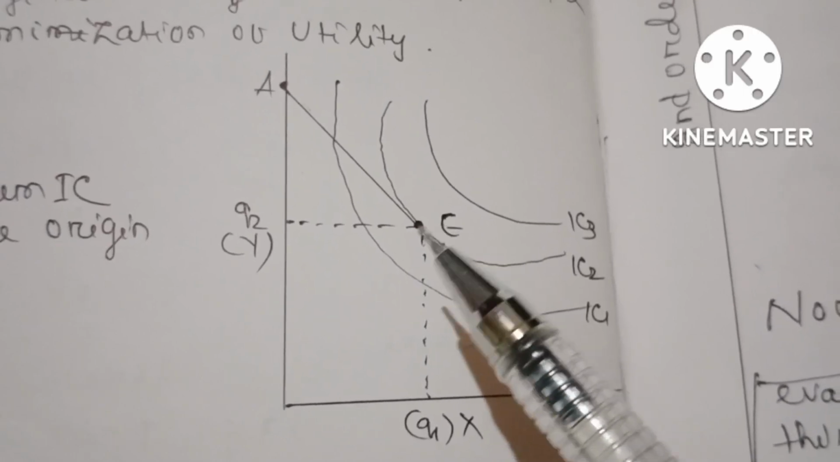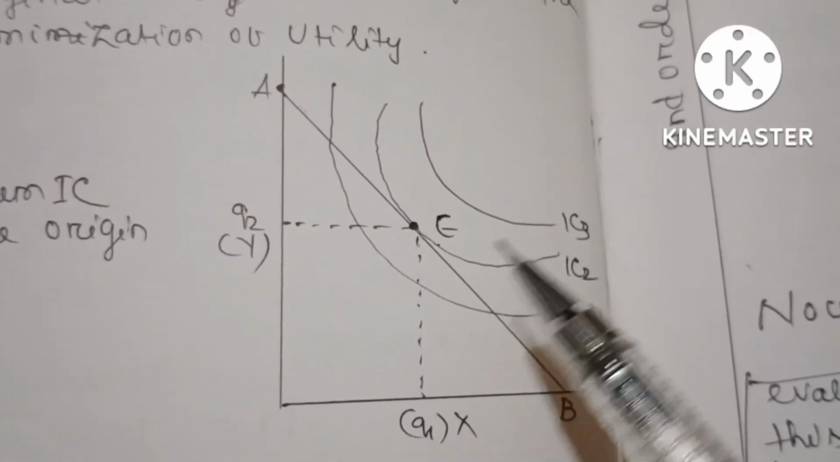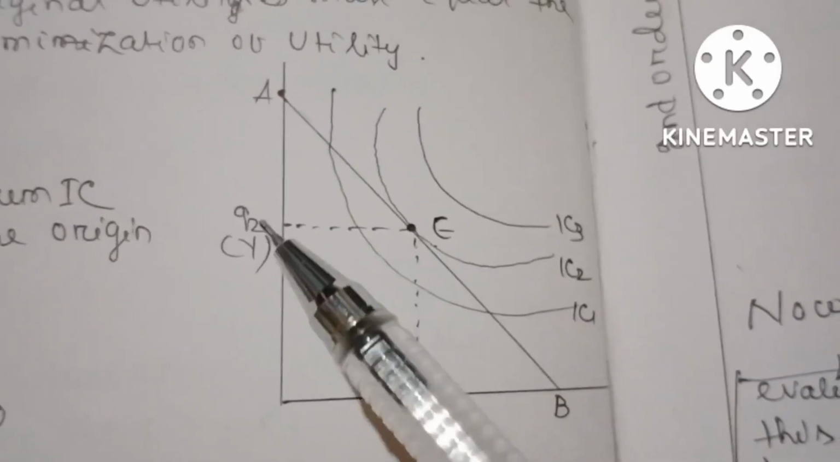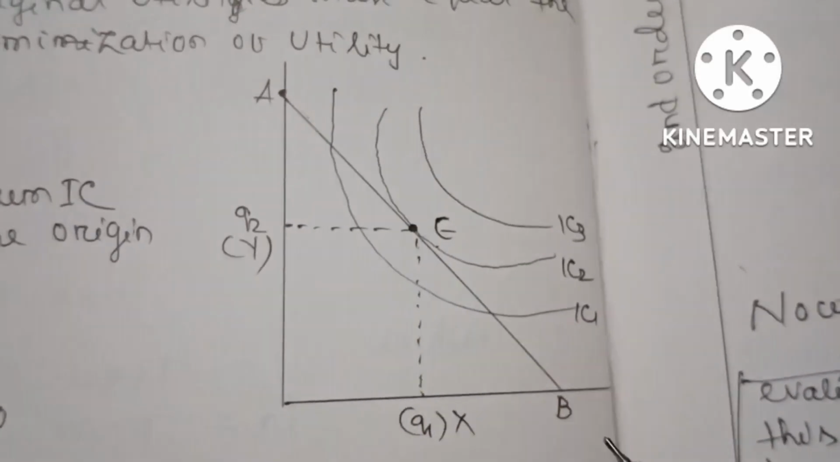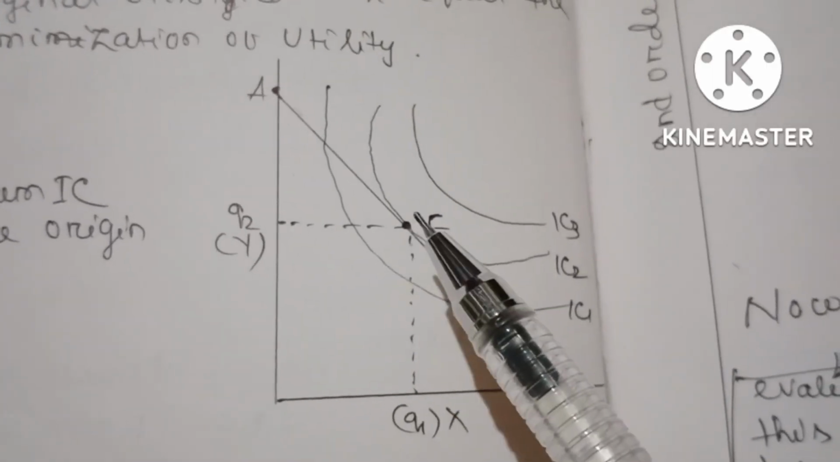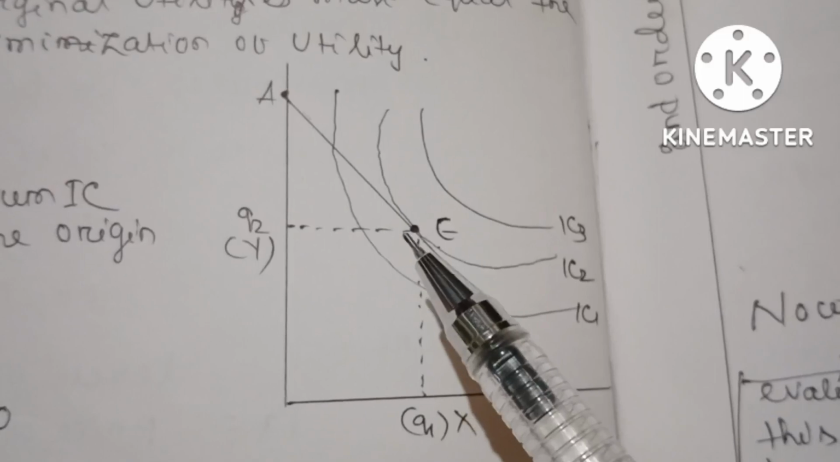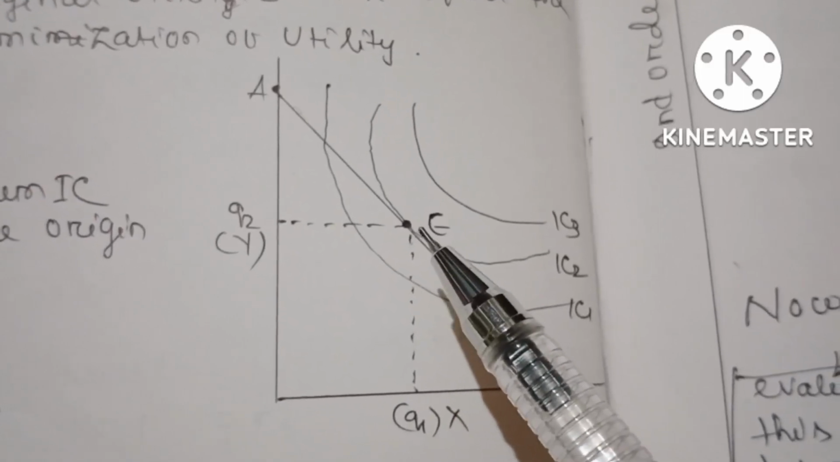It states that the indifference curve must be tangent to the budget line. See, here indifference curve IC2 is tangent to the budget line AB. So here the slope of the indifference curve is equal to the slope of the budget line, that is MRS xy is equal to the slope, Px by Py.